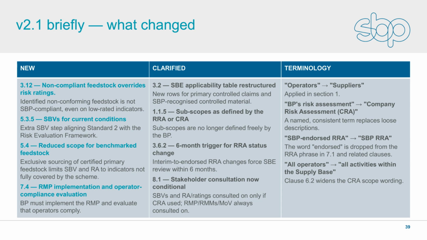Operators in Section 1 has become suppliers. CRA is now the named term for the biomass producer's own risk assessment. SBP RRA drops the word endorsed. And clause 6.2 talks about activities rather than operators. Taken together, version 2.1 is an evolutionary update. The scheme structure is the same, the requirements are clearer, and the 2 main new requirements, 3.12 and 5.4, are formalizations of already published normative interpretations that most biomass producers were already following in practice.